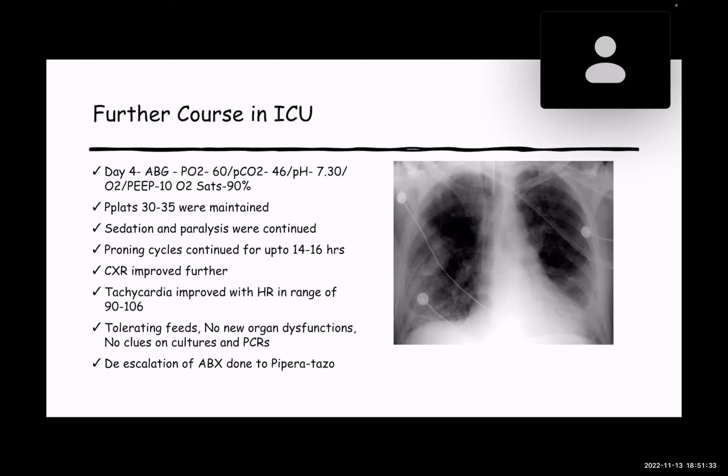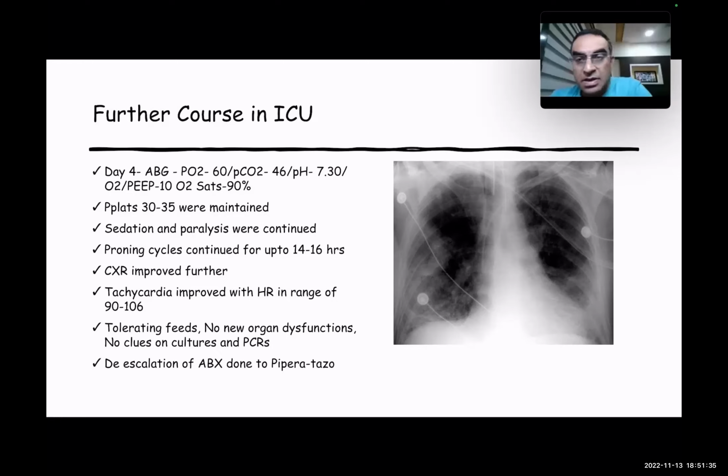And having a recruitment maneuver also means that you are creating different types of zones, because as rightly pointed out, it has to be a homogeneous pathology. Most of the time the pathologies that we see are non-homogeneous. And that's where the problem comes: when you use a recruitment maneuver, there's a possibility that you may push that patient into VILI as well, a ventilator-induced lung injury.